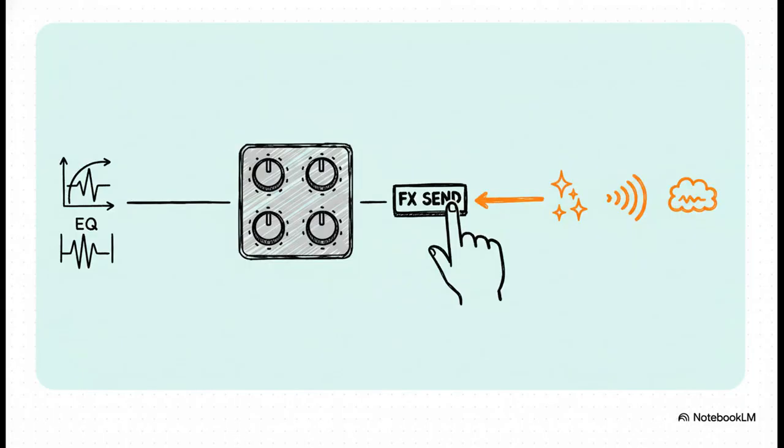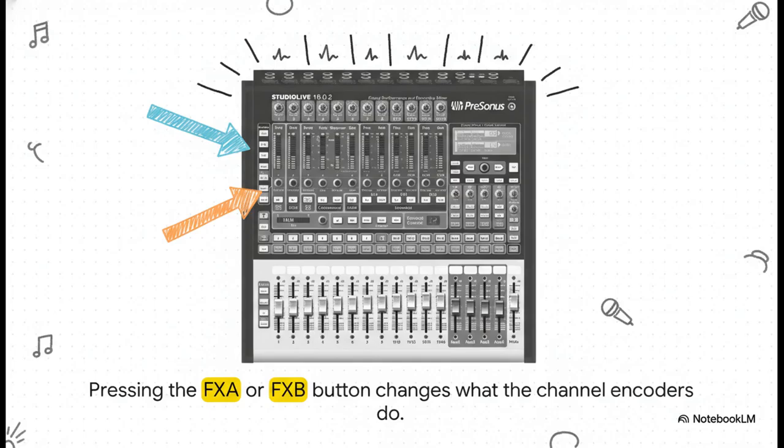Now this is a key concept to understand. Those encoders in the fat channel, they're like little chameleons. In their normal mode, they're controlling your EQ and dynamics. But the second you press one of those FX send buttons, they get a brand new job. Now they're controlling how much of that channel gets sent to the effects. It's a dual-purpose design.